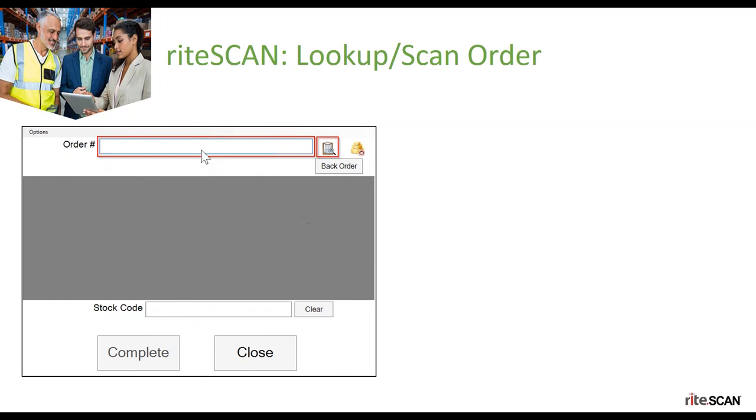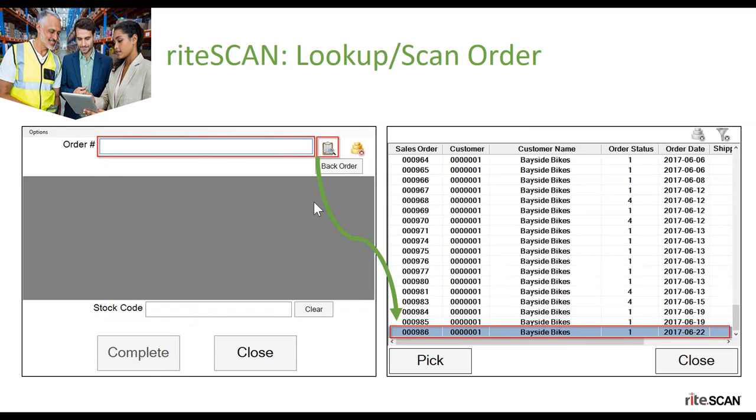You're going to notice that they can still scan the order number in. If you're using barcodes, they can scan that right into the system, or they also can use this little clipboard to browse the available orders. That clipboard is going to give you visibility into what orders are available to pick, and you can configure your riteSCAN system to view only certain order statuses or what you want the operators to be able to pick.